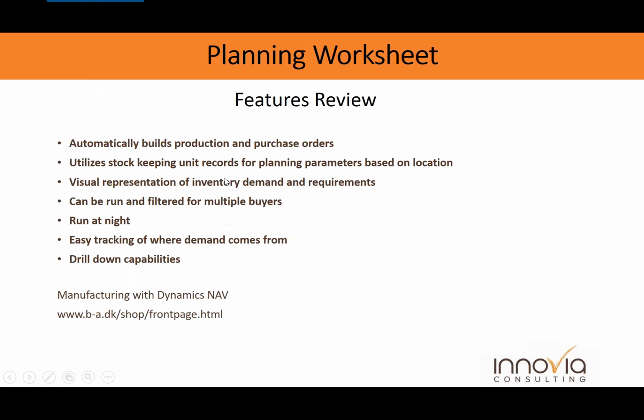You get a nice visual representation by order tracking to see where the demand and requirements are coming from. You can run it in multiple ways, filter it for buyers, filter it for item categories, certainly slice and dice it to your heart's content. Normally, companies are going to run it at night. It's a job. They put it in the job queue and just let it run simply because most people aren't working on the system at night. Easy tracking of demand. Where's it coming from? What are we working for? And then your drill down capabilities. Double clicking on a line, going in, looking at the sales orders, looking at the production documents, seeing what that information is and how it works from that perspective.